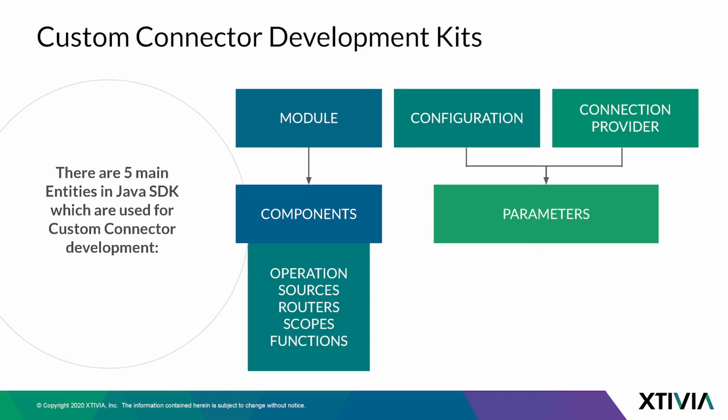For example, let's consider an HTTP connector. It has a requester and the listener. The listener comes under the components of sources, and requester comes under the components of operations. But we can identify this HTTP connector with the namespace called HTTP.